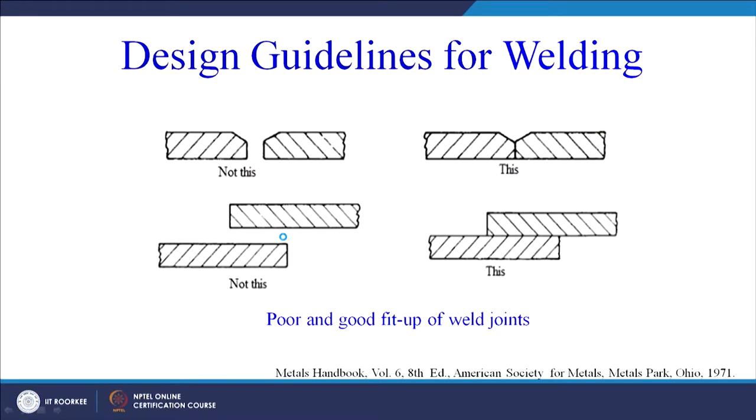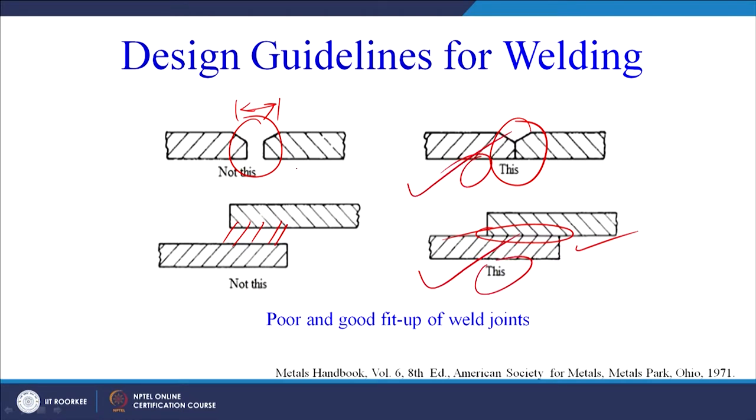Now these are the design guidelines for welding. This is not recommended, there is a lot of distance between the two, so this is a better joint preparation. Here also there is a lot of gap, so maybe better gap management here. So this is recommended and these two are not recommended: poor and good fit up of the weld joints. Not only this, we have seen many designs or design modifications suggested by engineers and scientists which help us make good joints.